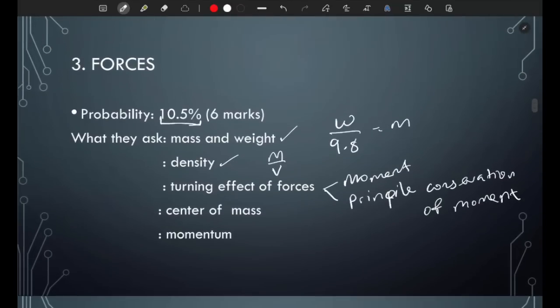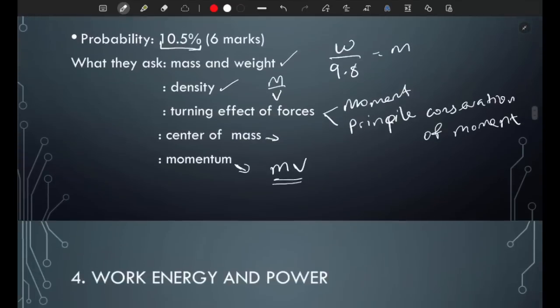You should also understand the concept of center of mass. It's a point where the weight of the object acts, and also momentum, and how momentum is related to forces. We have different formulas for momentum. The main one is mass times velocity. So you should be able to understand this, and there are more formulas for forces. I've gone through all of those formulas in my crash course video, which I'll link down in the description.